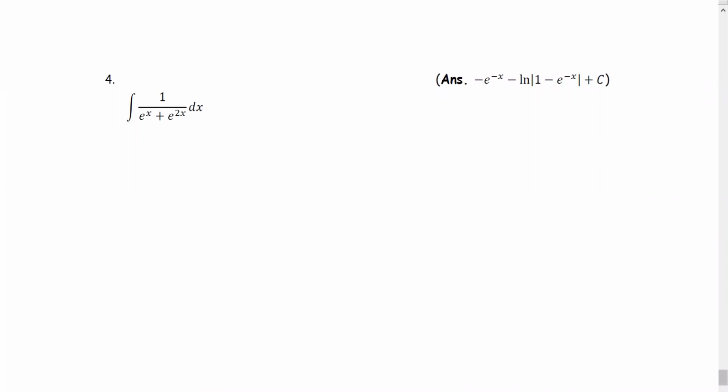In a similar case, we are going to use the combination of u-substitution and the partial fraction technique. In this problem, we have the integral of 1 over e to the x plus e to the 2x. Let u be e to the x, so du is e to the x dx. Recall u is e to the x, that means dx is 1 over e to the x times du, which is the same as 1 over u times du.